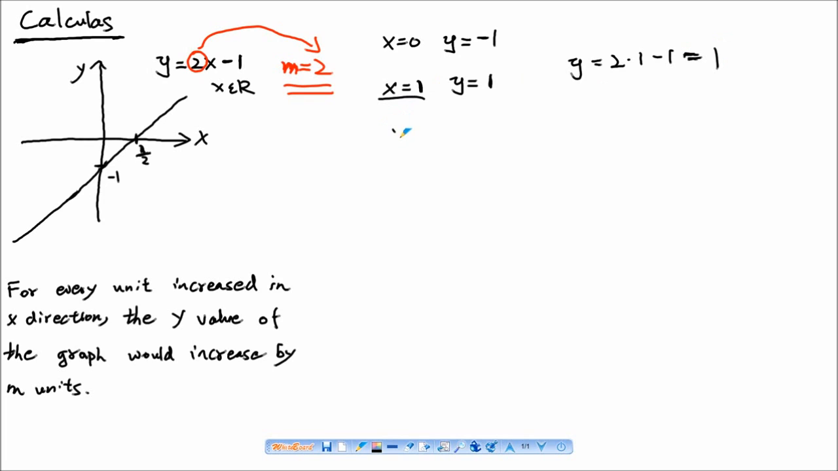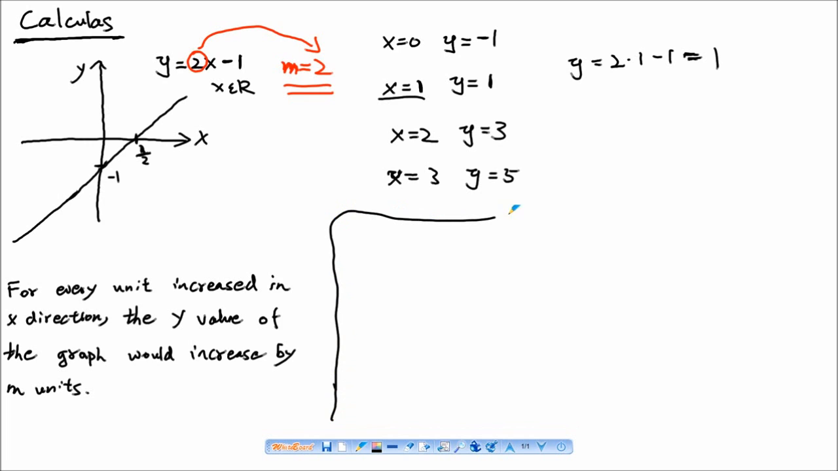Similarly, when x equals to 2, our y value will be increased by 2 again, which is 3. So when x equals to 3, the y value on the graph will be 5. Because we know the gradient of the graph, we can just keep going doing that. And this is the property of the gradient. You can also consider the gradient as a measurement of the slope. Here, if the gradient is higher, it means it is more steep. Similarly, it means for every 1 unit increased in x direction, the y value would increase more. That means you have a more steep slope.